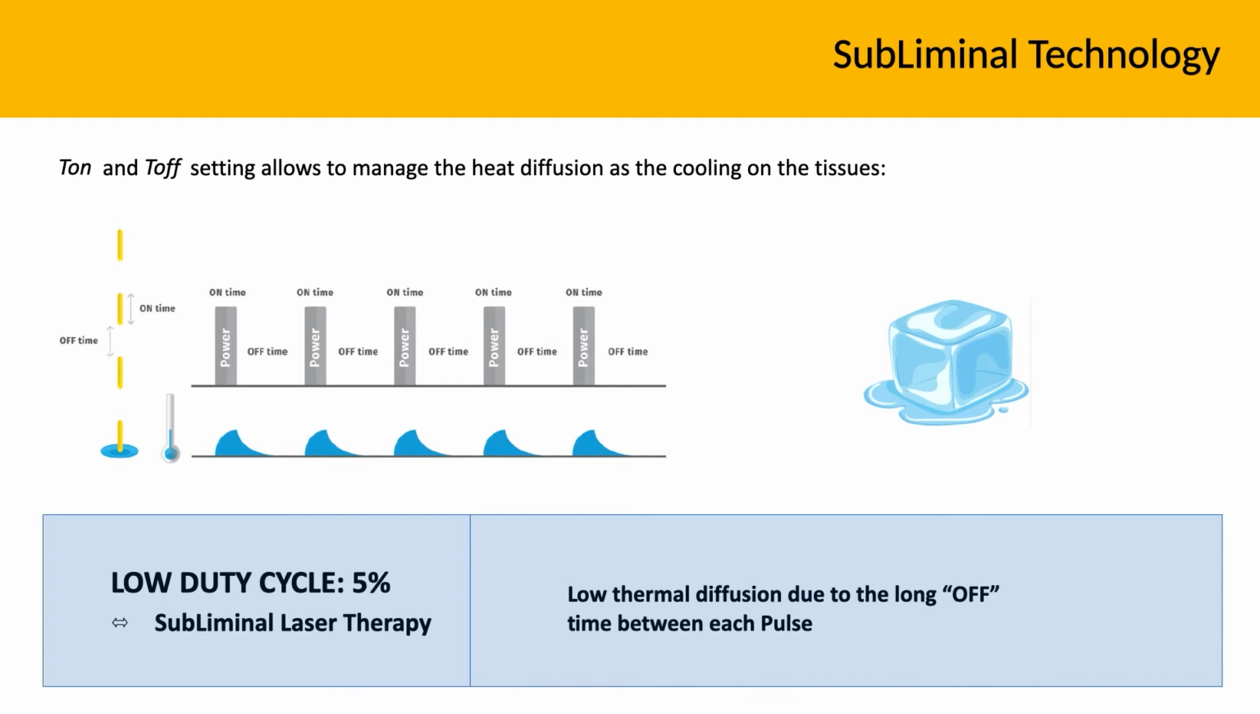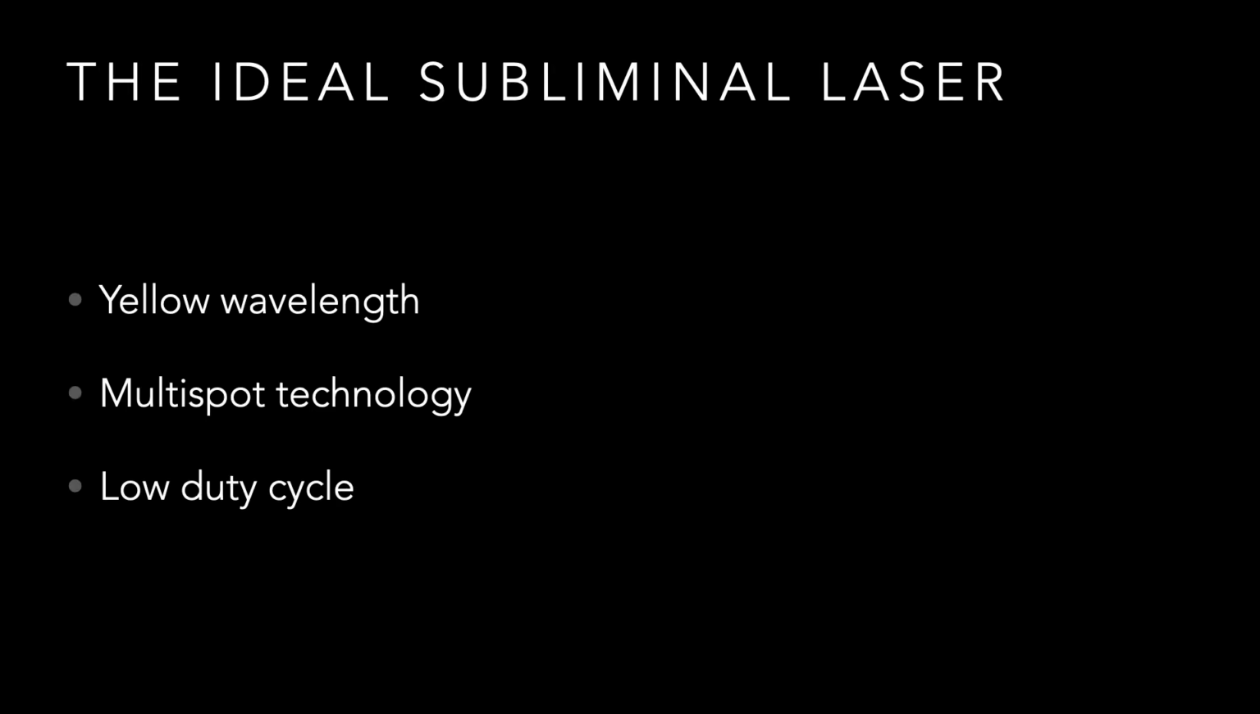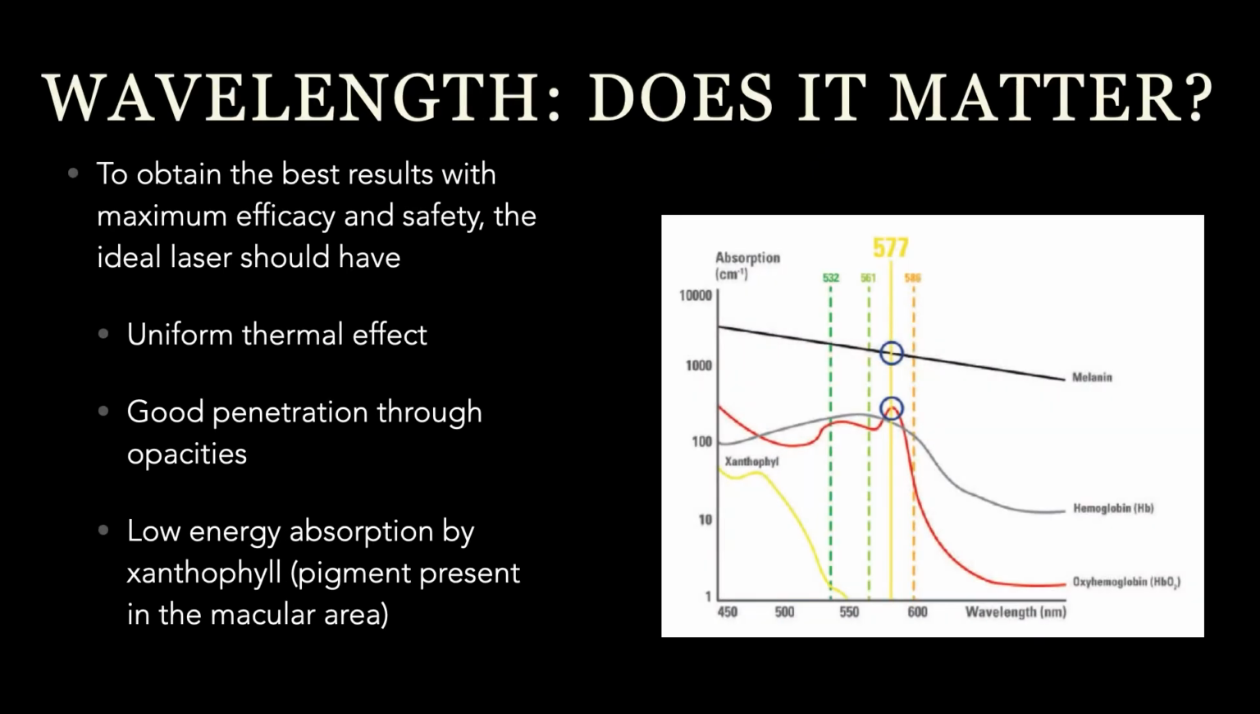Now let's talk about the characteristics of an ideal micropulse or subliminal laser. Well, one, the wavelength is important, and we acknowledge that the yellow wavelength is superior for this. Second, we need multi-spot technology. And three, the laser should have the ability to provide a low duty cycle. So again, let's review these.